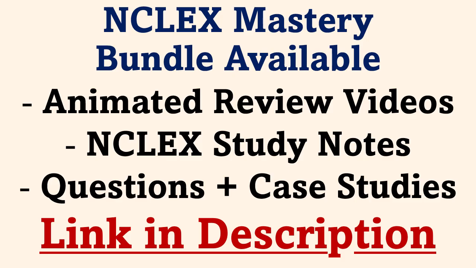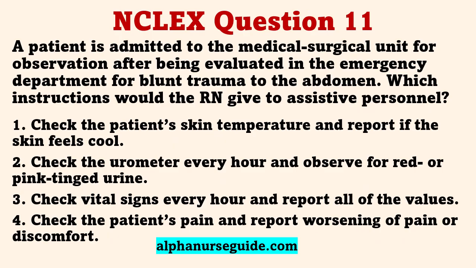Back to the questions. A patient is admitted to the medical surgical unit for observation after being evaluated in the emergency department for blunt trauma to the abdomen. Which instructions would the RN give to assistive personnel? 1. Check the patient's skin temperature and report if the skin feels cool. 2. Check the urometer every hour and observe for red or pink-tinged urine. 3. Check vital signs every hour and report all of the values. 4. Check the patient's pain and report worsening of pain or discomfort.